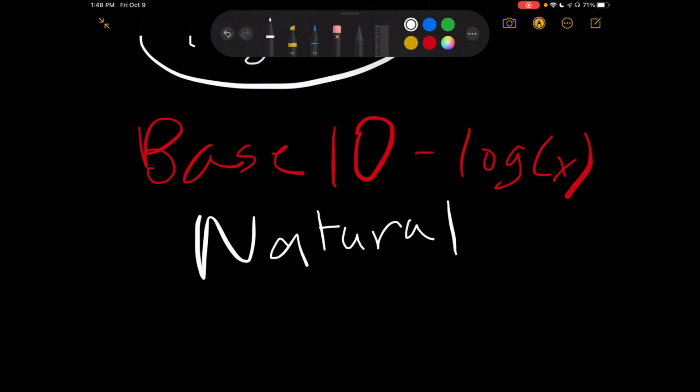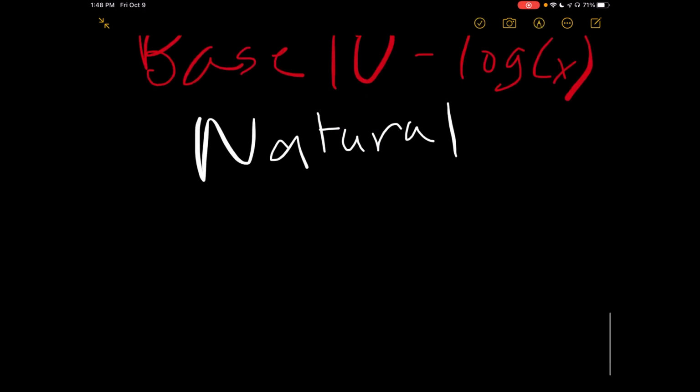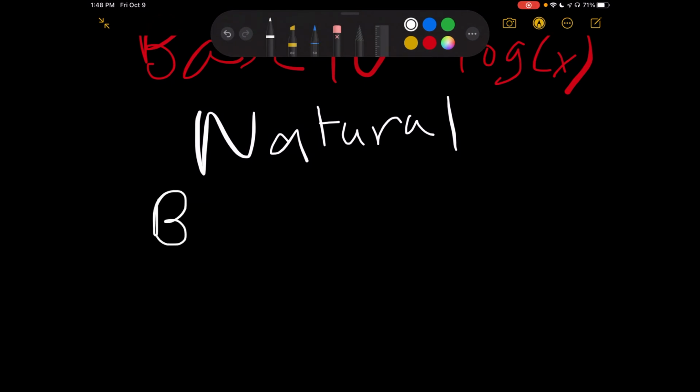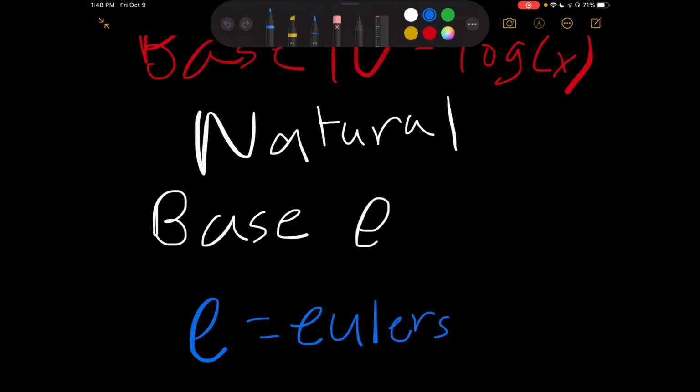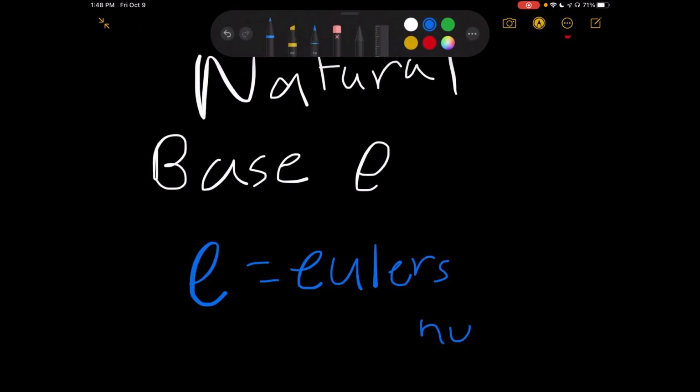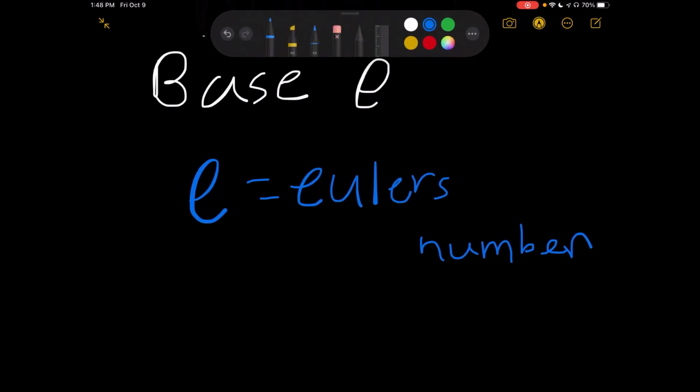So let's go ahead and talk about natural logarithms. So natural logarithms are basically logarithms with the base e. So basically just base e logarithms. E is Euler's number. He's a very famous mathematician. He was able to figure out what this number approximates to. And we usually just say 2.718, and it's irrational, so it keeps on going forever and ever.